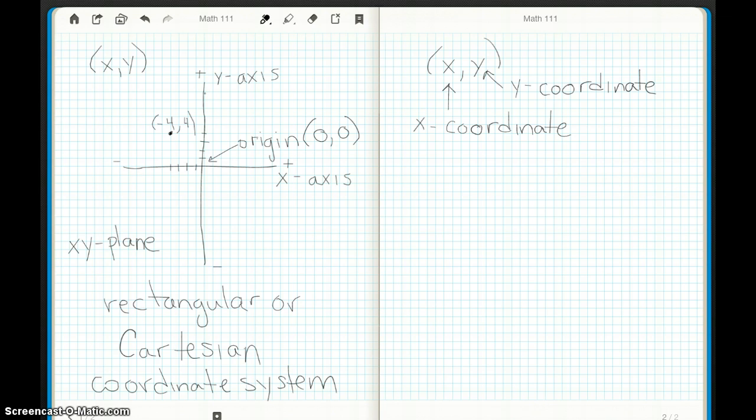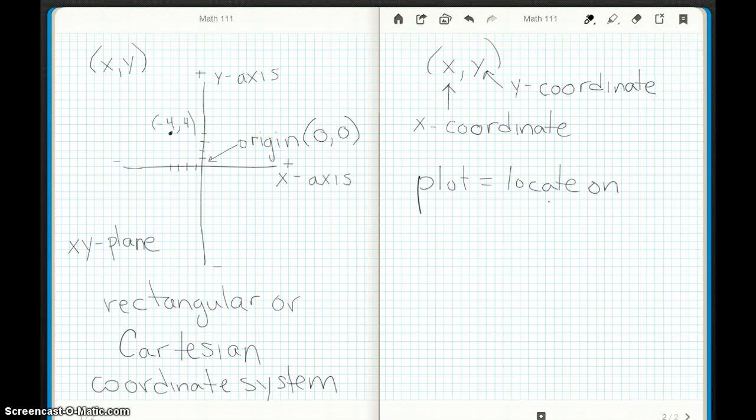Okay, we could also call this ordered pair xy here. We could call it an ordered pair, but we could also say that these are the coordinates of the point. Okay, and again, we can plot points by locating their ordered pairs on the coordinate axes on the xy plane, right? So if I say plot a point, I mean locate it on the xy plane. Okay, so we can maybe say the word plot equals locate on xy plane.